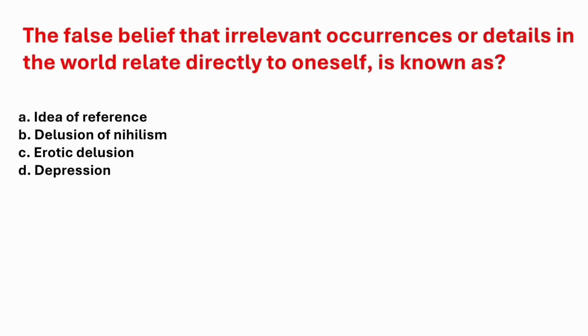The false belief that irrelevant occurrences or details in the world relate directly to oneself is known as A. Idea of reference. B. Delusion of nihilism. C. Erotic delusion. D. Depression. The correct answer is A. Idea of reference.